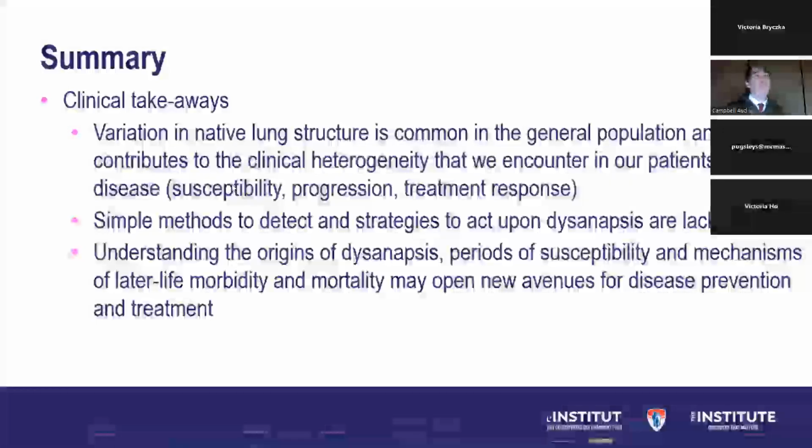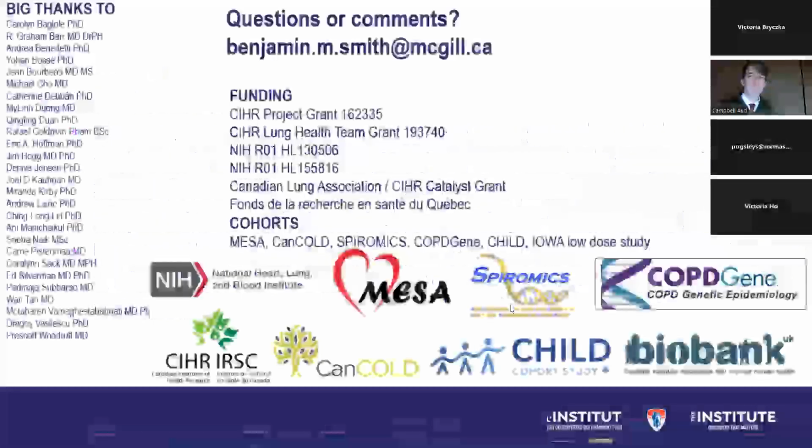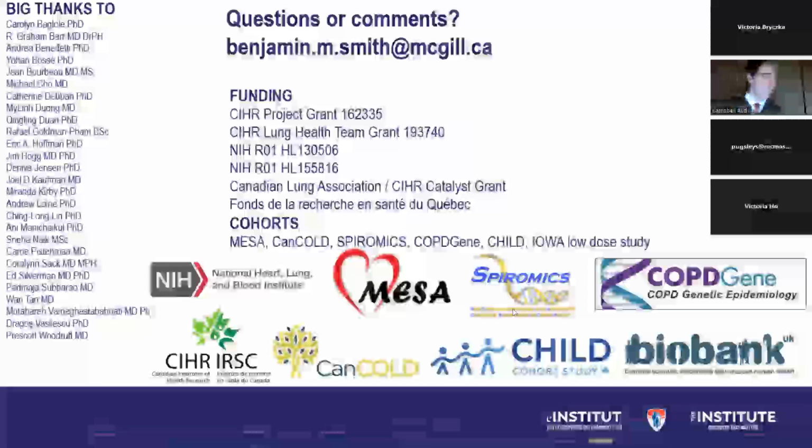From a more research perspective, understanding the origins of dysanapsis, what are those periods of susceptibility? Is it in utero, at infancy, childhood, adolescence? And what are the mechanisms of later life morbidity and mortality? If we can better understand these things, it may open up some new avenues for disease prevention and treatment. So I'll stop there, and thank you again for your attention.